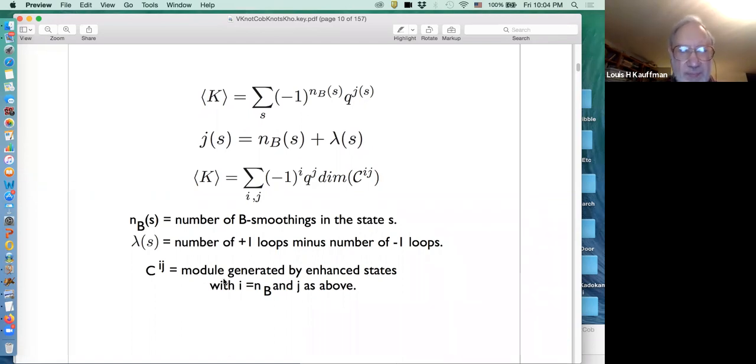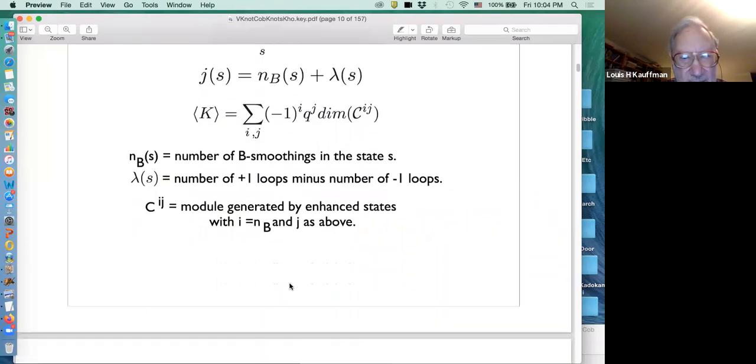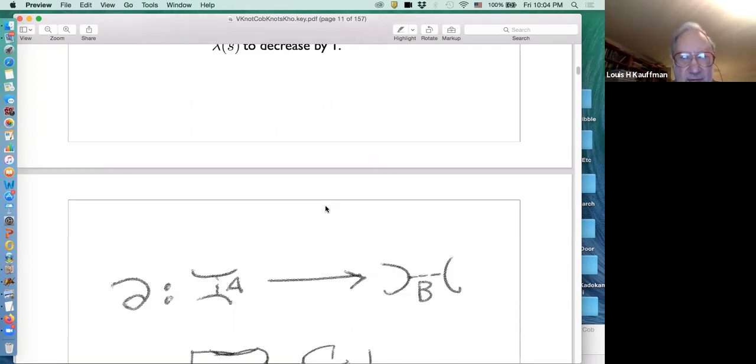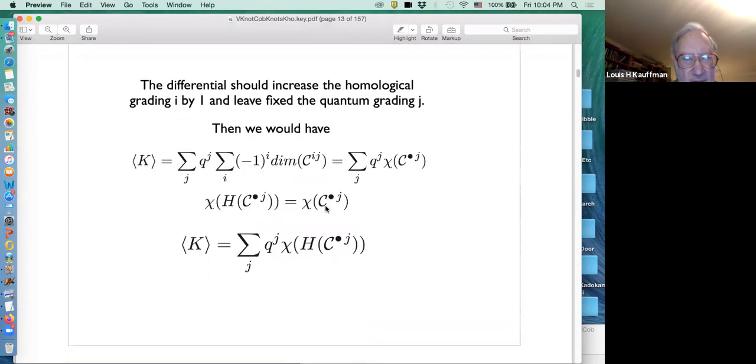And as we've seen, those states can be regarded as the generators of the chain complex. And then we defined a boundary mapping which took the number of b's up by 1, but it leaves the j alone. And by using that criterion, we discovered the Frobenius algebra. And so we ended up with a chain complex, and we have that the graded Euler characteristic of that chain complex gives rise to the bracket, gives rise to the Jones polynomial after a normalization.